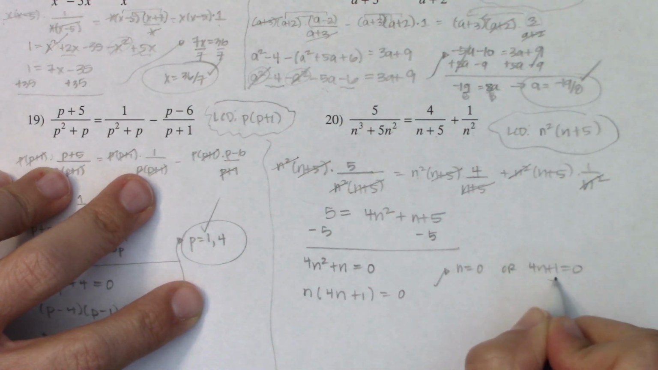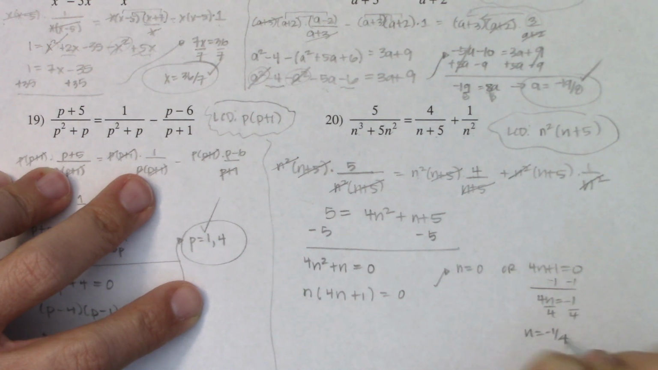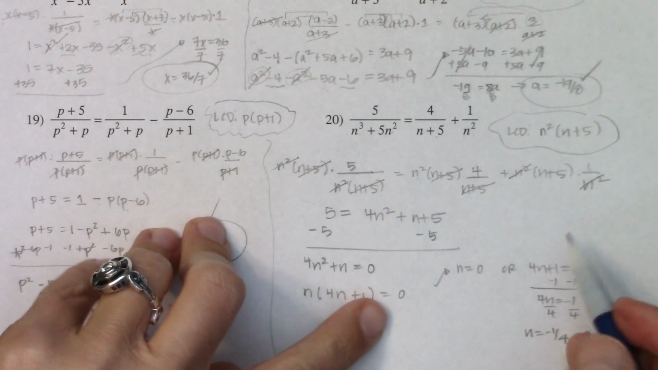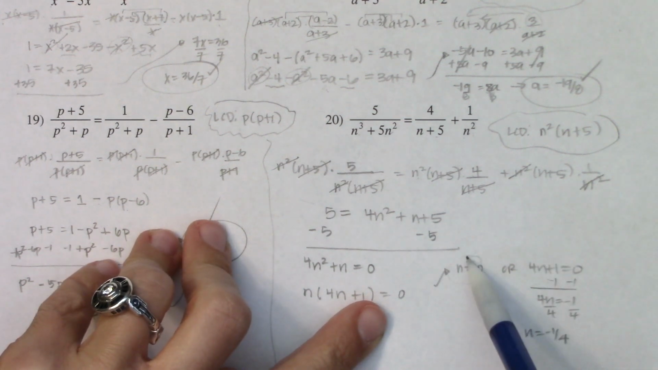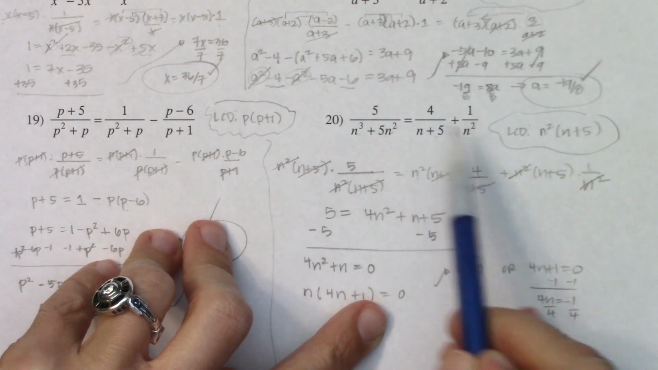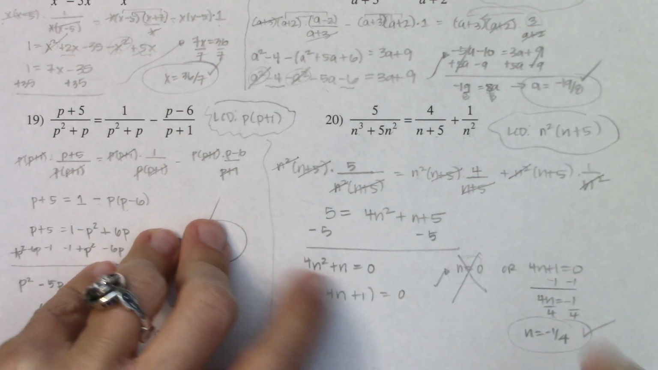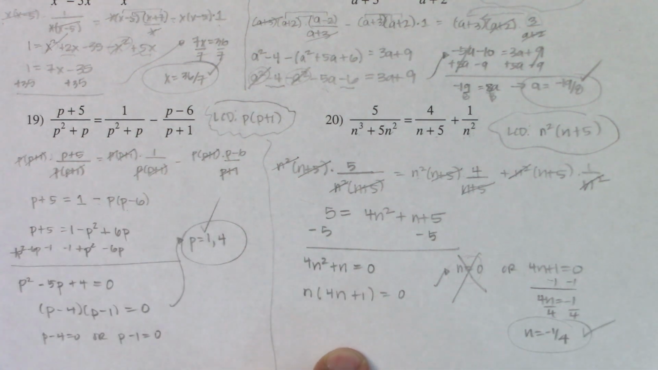When I solve for n here, I'm going to subtract 1. 4n is going to equal negative 1. I'm going to divide both sides by 4 and get n equaling negative 1/4. When I double check my answers, I see that n equaling 0 is a problem, because if n is 0, this denominator zeroes out and this denominator zeroes out. So this is not actually a solution. But if n is negative 1/4, everything's okay. I keep that as a solution and I'm good to go.